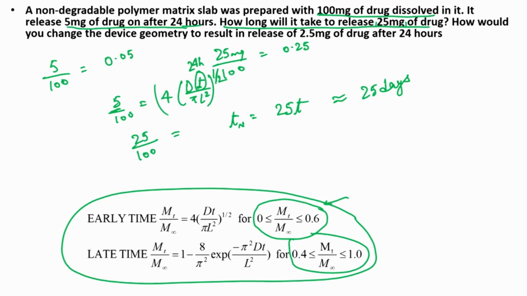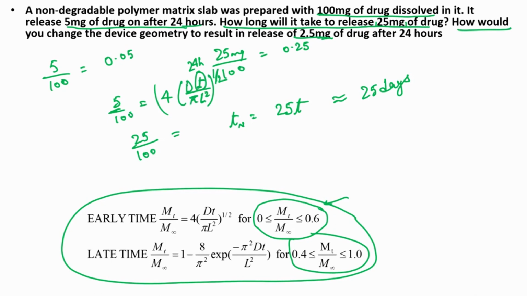Now, we want to change this release rate, and in the second part we are asking how would you change the device geometry to result in a release of 2.5 milligram of the drug after 24 hours. So, we want to go back to 24 hours, but we want 2.5 milligram now. So, we actually decrease the amount of the drug that is being released, we want it to release over a much longer time. We can still use the early time, because we are still talking about a much lower amount of drug than the total, and the only parameter we can change here is L, which is related to the device geometry, everything else has nothing to do with the device geometry itself.